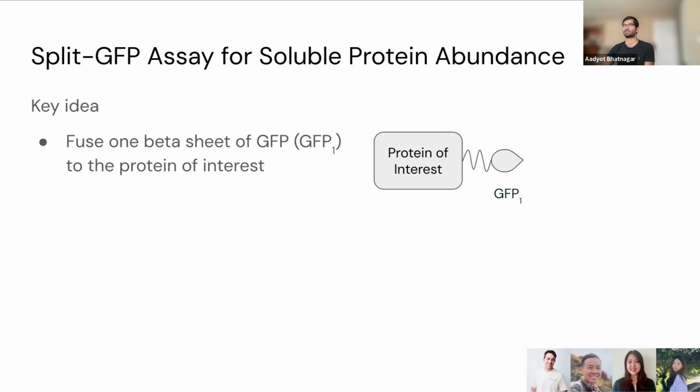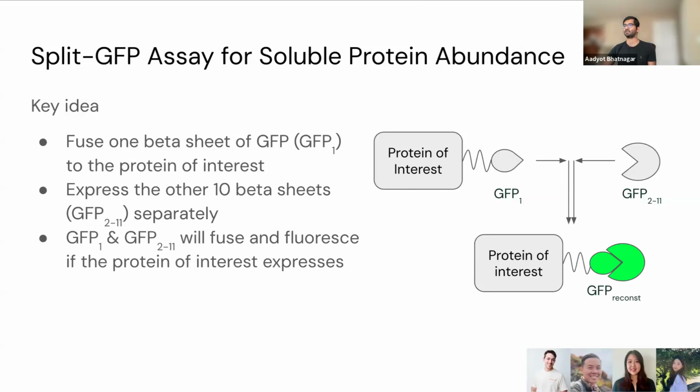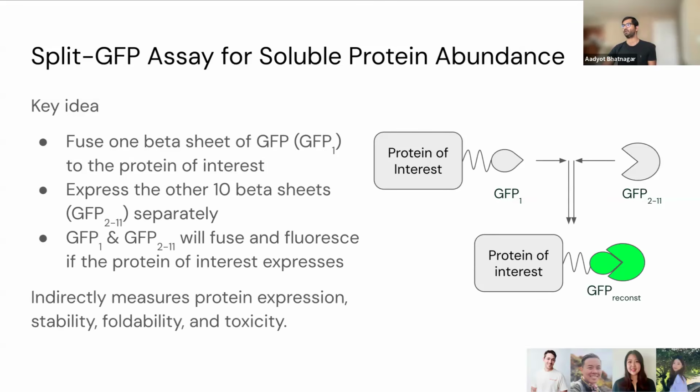And for this assay, what you do is you fuse one of the sheets, one of these 11 sheets, to your protein of interest. And then separately, you express the other 10 sheets all fused together. And the idea is if your protein of interest expresses, then these two pieces will fuse together and you'll see fluorescence.